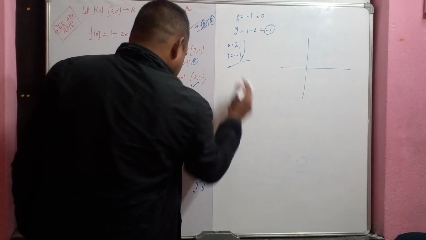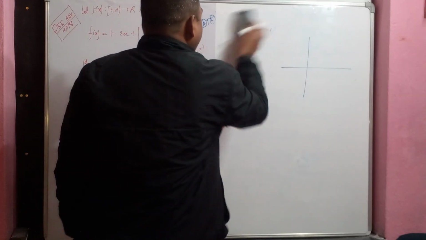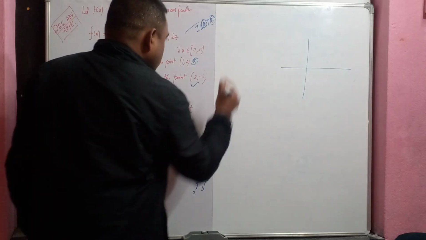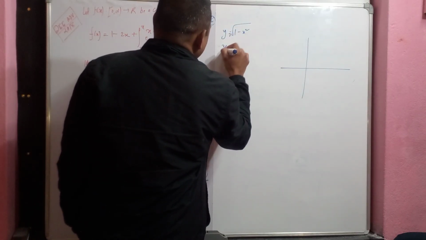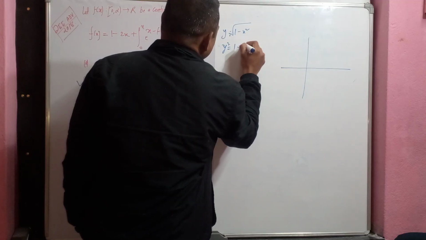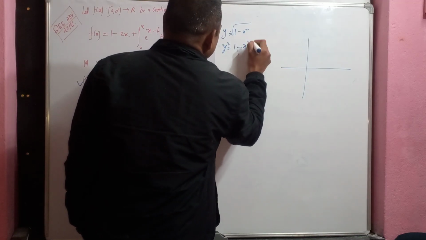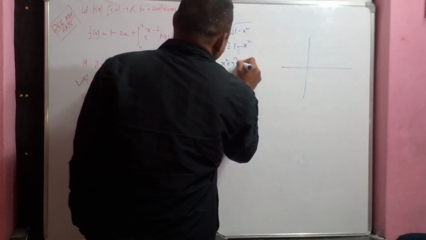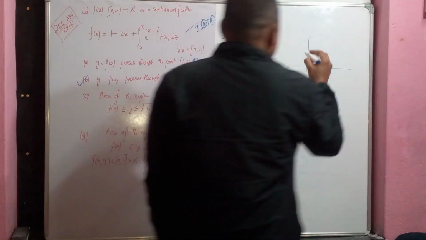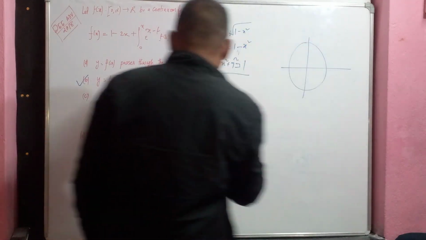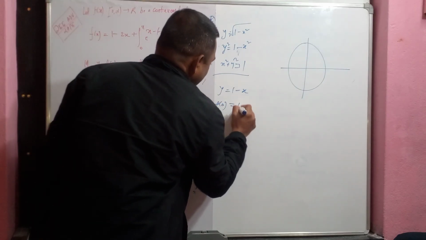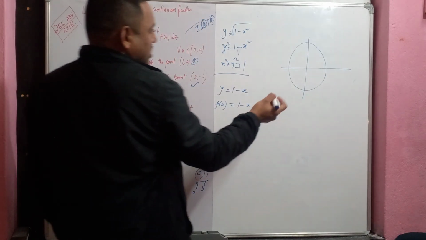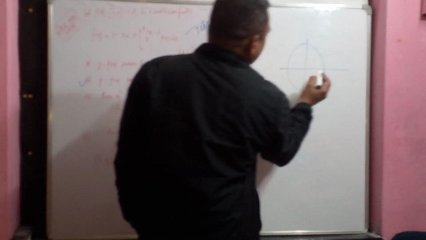Suppose y equals to square root of 1 minus x square. So y square is equal to 1 minus x square. So x square plus y square equals to 1. Okay, so this is a circle, and our line is 1 minus x. That means f(x) is 1 minus x. So the center is at 0, 0 and its radius is also 1.